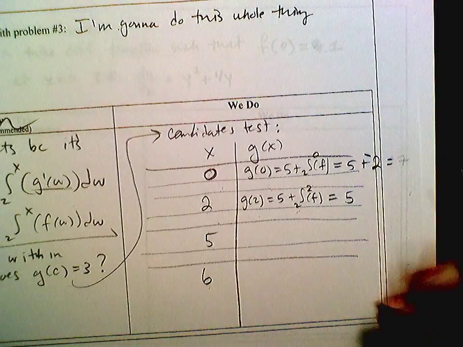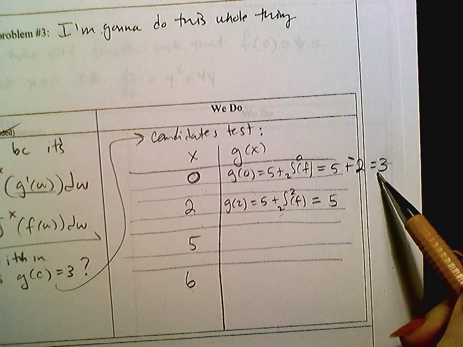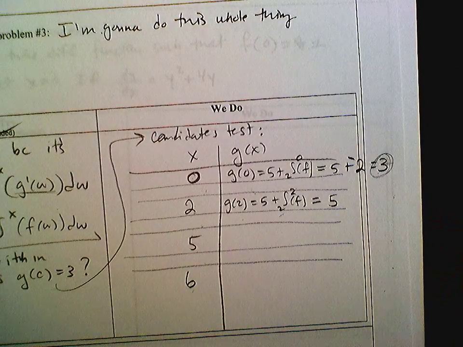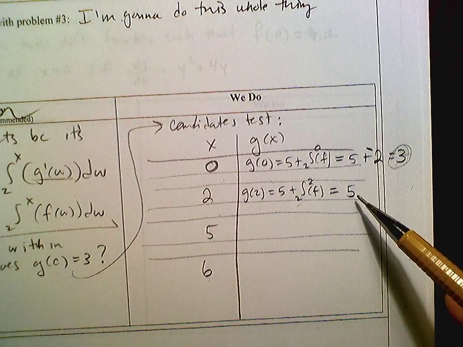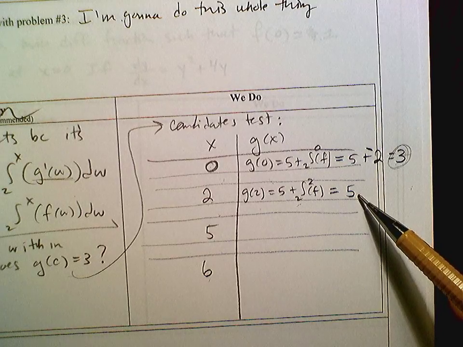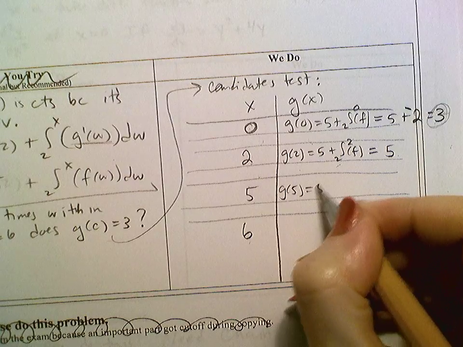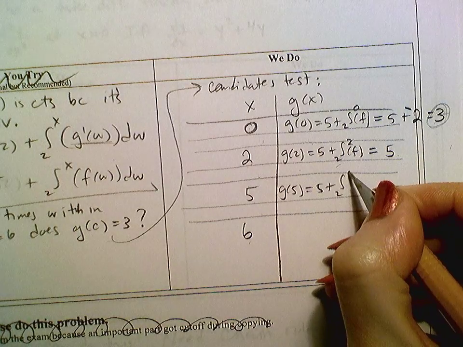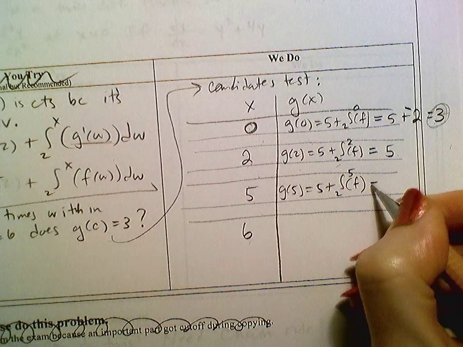All right, so that should be 3. Okay, so guys, already we have 1. All right, so there's one value where it's 3. Okay, and then, all right, so there's that, that's 5. And now g of 5 equals 5 plus the integral from 2 to 5 of f.